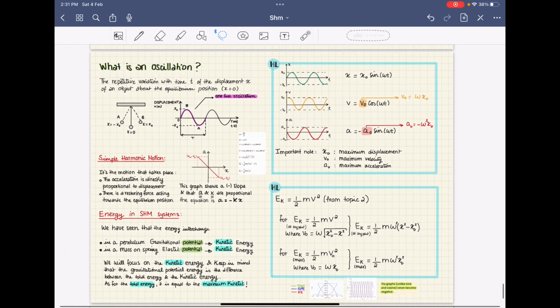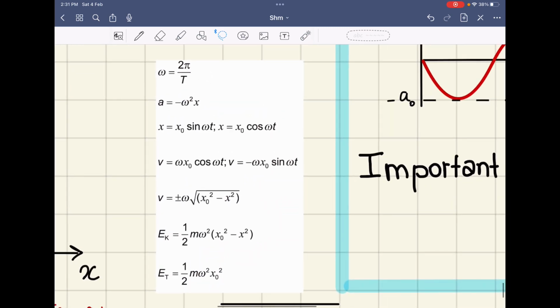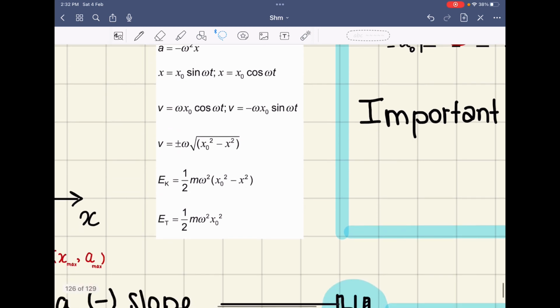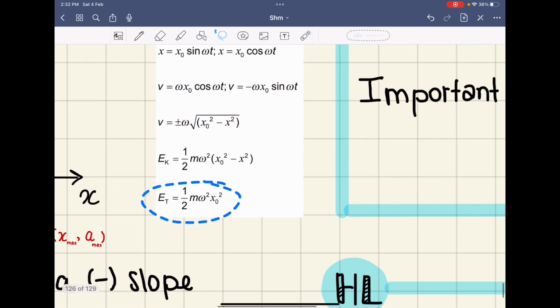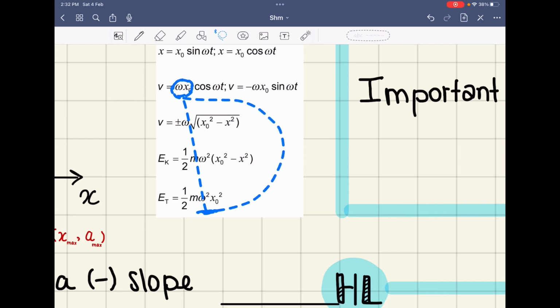These are the equations in the data booklet. Omega is 2 pi over T. This represents a max is minus omega squared x. x is x0 sine omega t. v is omega x0 cosine omega t. And a is not given, but anyway, you don't need it. This is for the maximum energy that the system will have. Mind you that this is the maximum v to the power of 2.